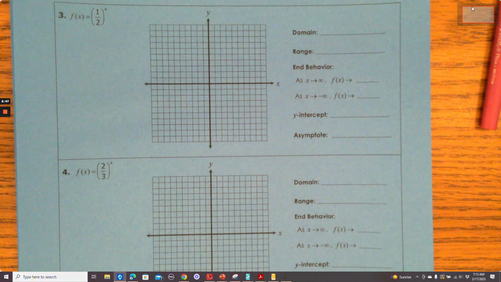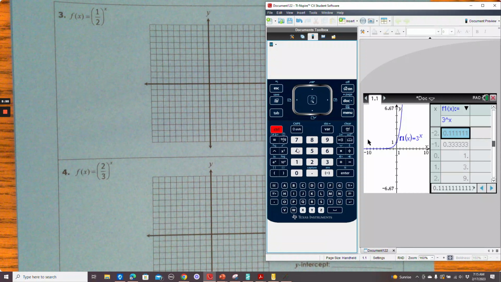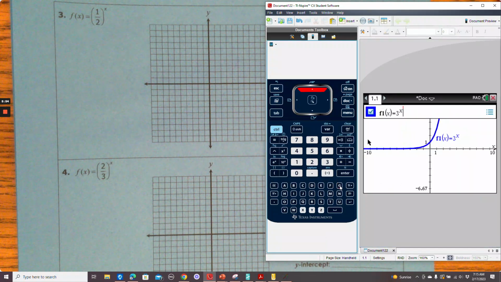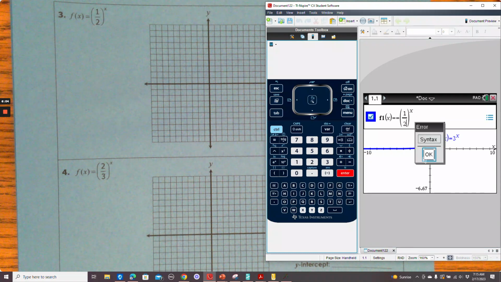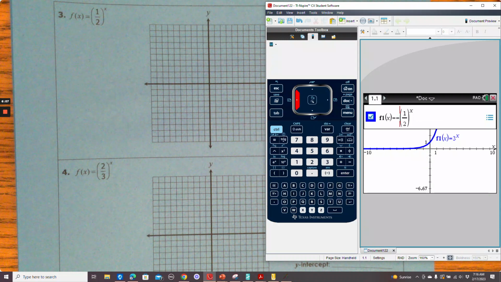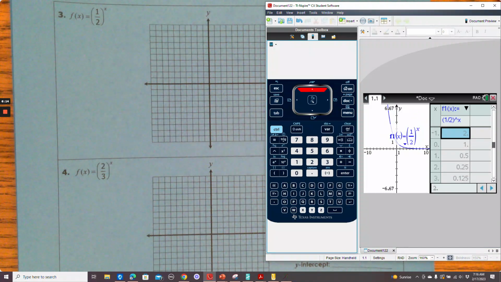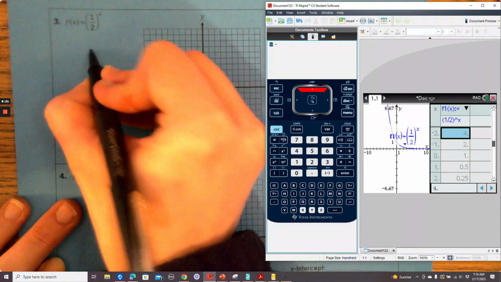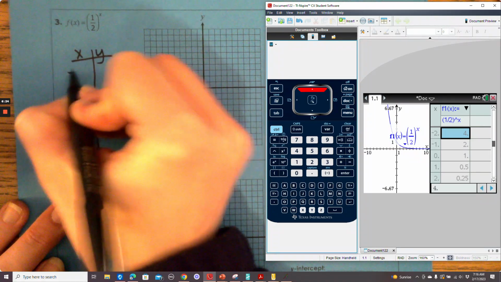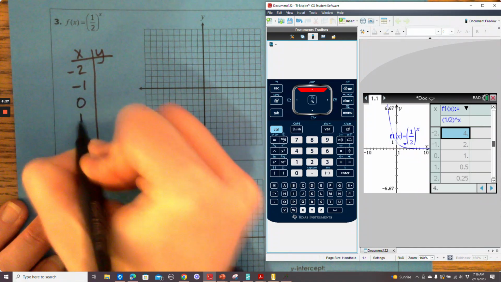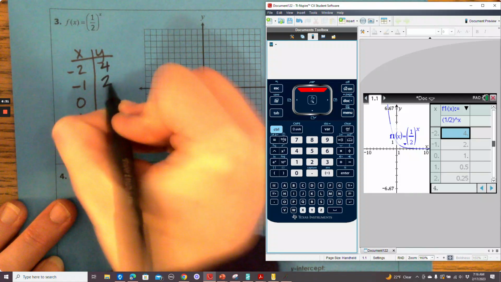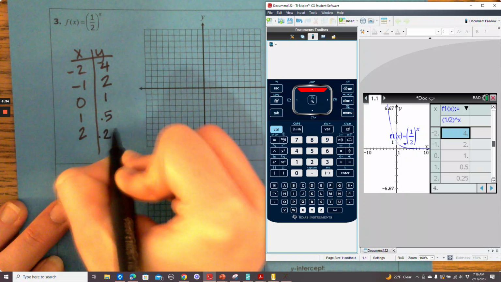So we've got 1/2 x. So again, we're going to do the exact same thing. Pull this up. Let's try that again. 1/2 x. Oh, maybe I got an extra equal sign in there. There we go. And pull the table. So for this one, go up a little bit more here. X and y: -2, -1, 0, 1, 2; 4, 2, 1, 5/10, 25/100.